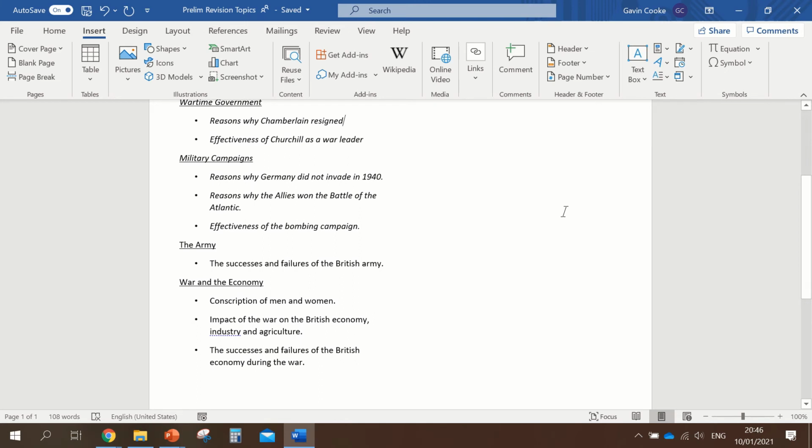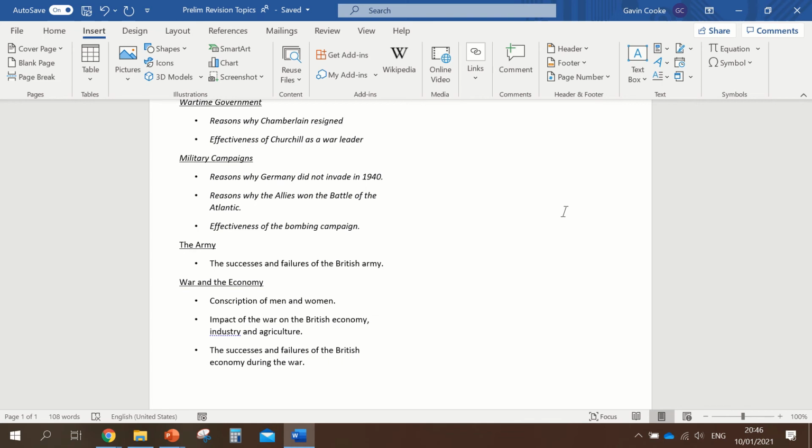Then we have the 3 main wartime campaigns that we looked at. The first one is the reasons why Germany did not invade in 1940, which has to do with the Battle of Britain and all those aspects. Then the Battle of the Atlantic, so why Britain and the Allies won the Battle of the Atlantic. And finally, the bombing campaign and how effective it was.